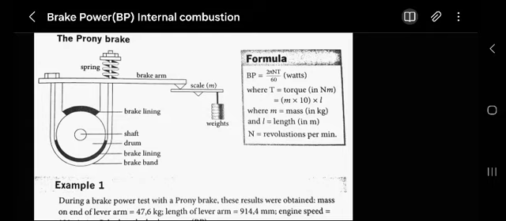You are still under brake power, for internal combustion engines. Now I've given a prony brake. Previously we looked at the pro brake. Now we look at prony brakes.